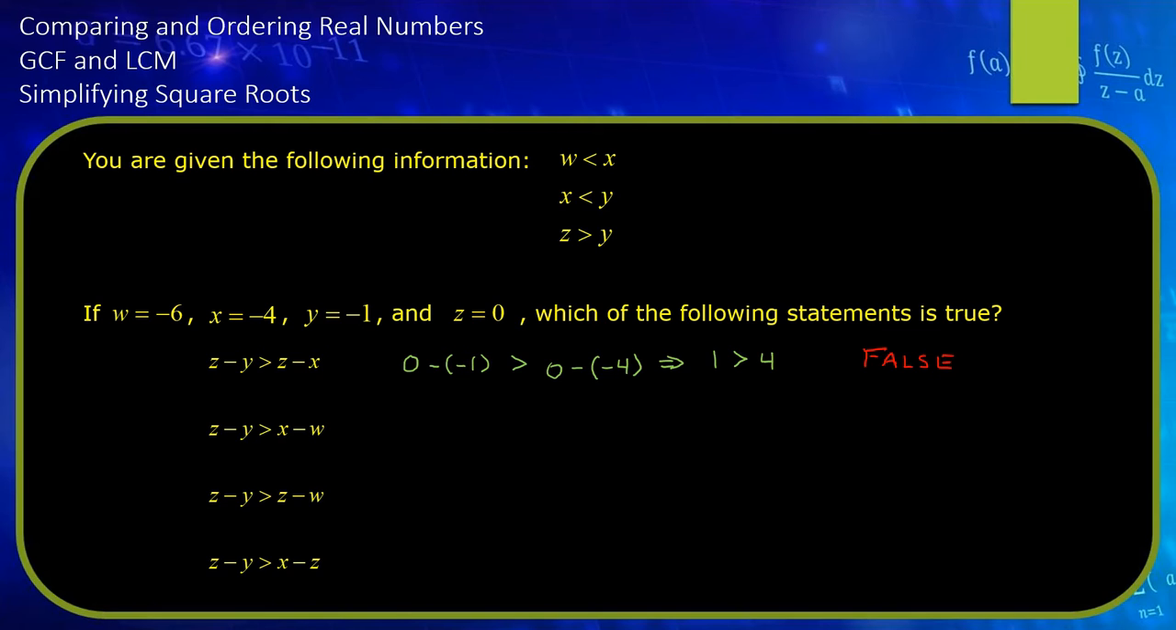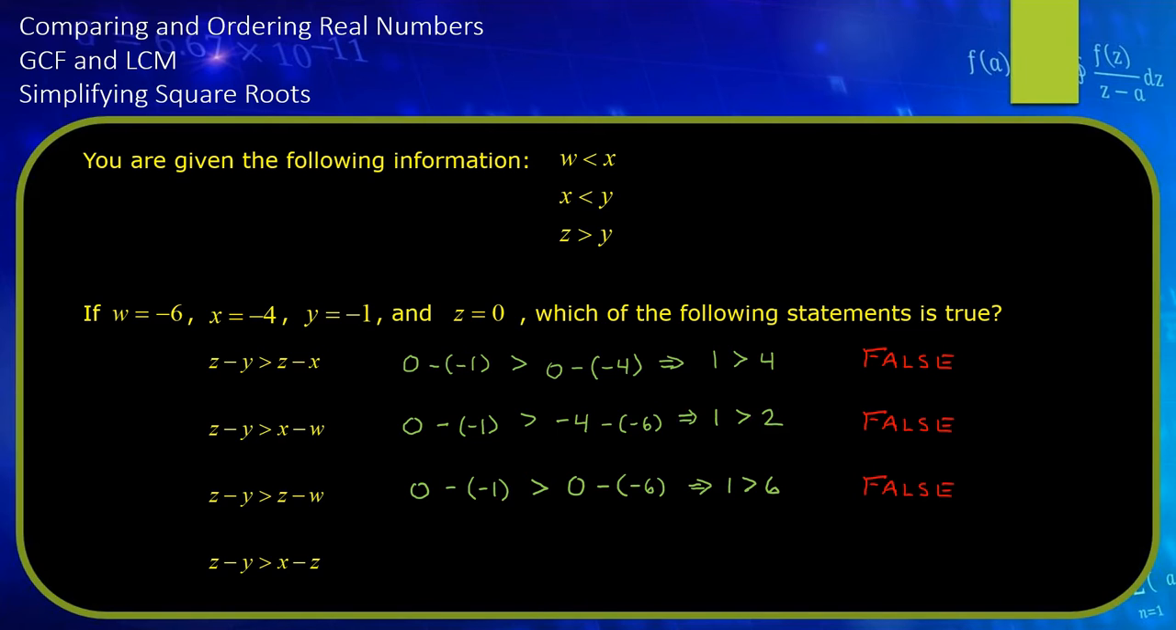All of them have z minus y, so the left-hand side for all these is going to be 1. On the right-hand side, I have negative 4 minus a negative 6. Well, negative 4 plus 6 is going to give me a 2, which makes this statement 1 is greater than 2, which is also false. For the third statement, 0 minus negative 1 is still going to be 1. 0 minus negative 6 is going to give me 0 plus 6, which gives me a statement of 1 greater than 6, which we also know is false.